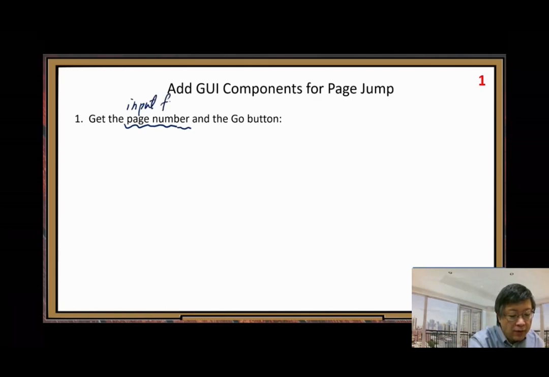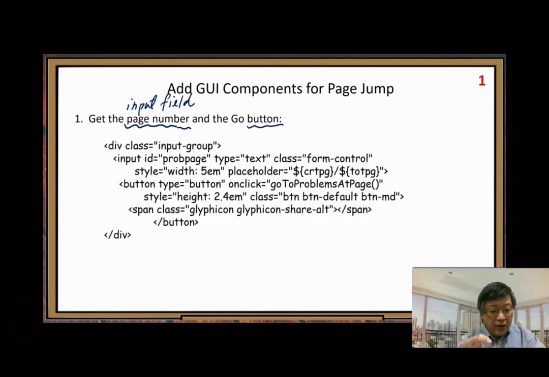Input field type GUI component. All right. The second one is the button type. Two components. Here, I put the code part in a div element. Group them together. Here, let me explain the details in this element.